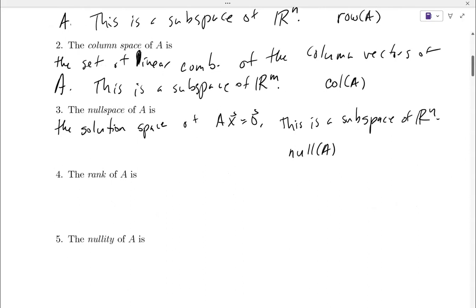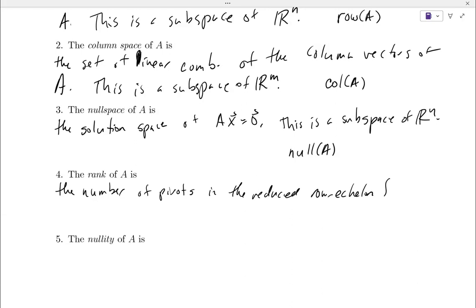The next one we have is the rank of A. The rank is basically, if you put this matrix in reduced row echelon form, you can count the pivots in there, right? So the rank, by definition, is the number of pivots in the reduced row echelon form of A. But it has some significance to go along with other aspects of the matrix.